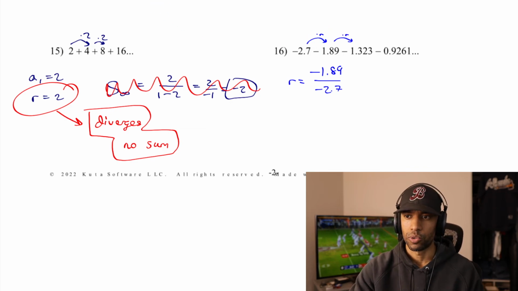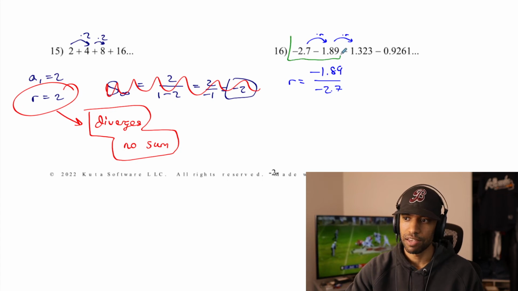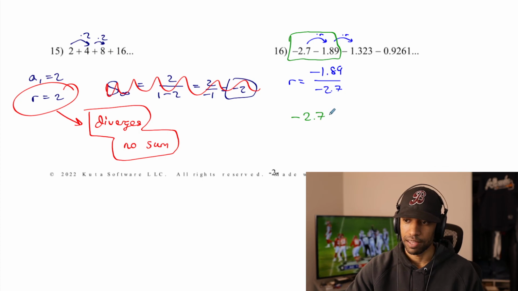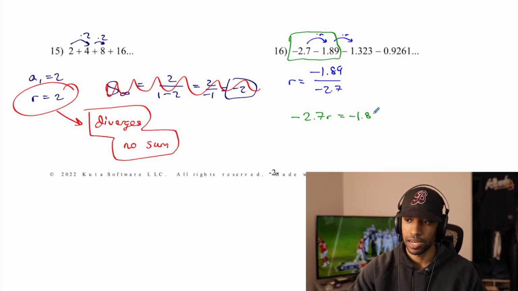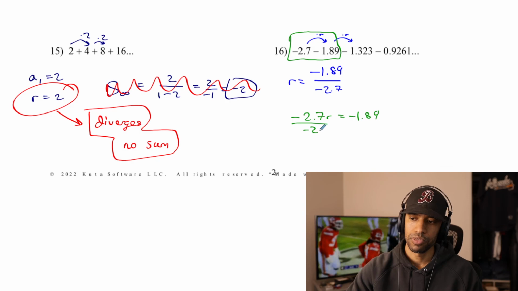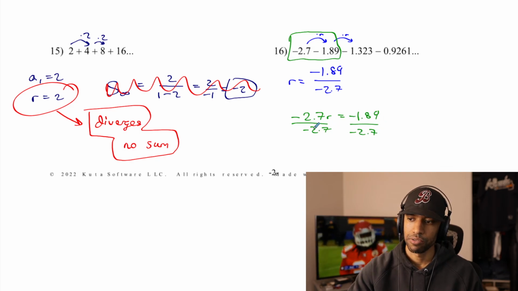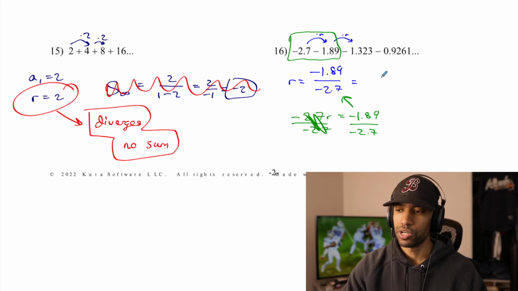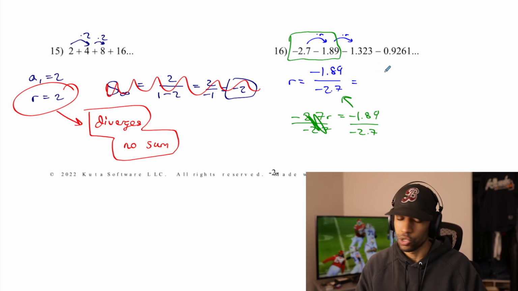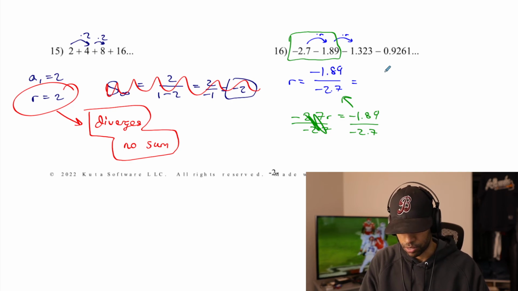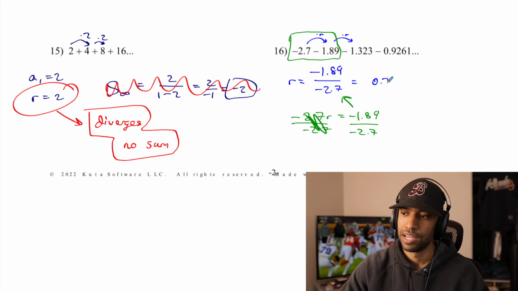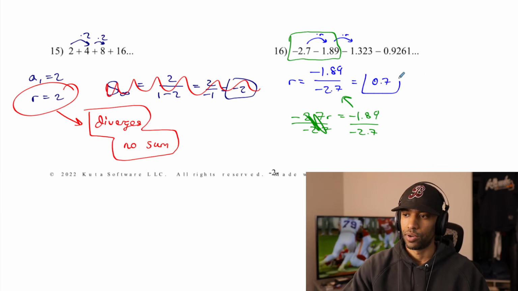Set it up as an algebra equation instead, if you're confused on that notion. If I ask you negative 2.7 times what gives you negative 1.89, set it up algebraically. Negative 2.7 times r is negative 1.89. How do you solve for this? You divide both sides by negative 2.7. How is this any different from what we're going to do up here? It's not. So if you're uncertain, use the algebra that you should know how to do in this kind of scenario to get that one. So negative 1.89 divided by negative 2.7 is exactly 0.7. This is the common ratio we're going to use here.